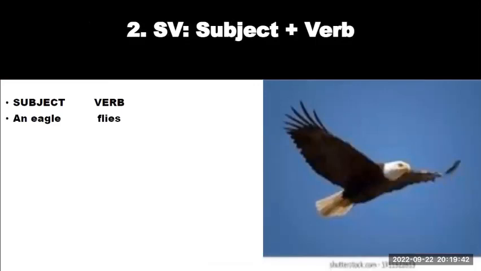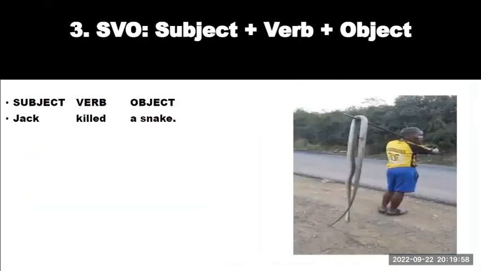Number 2, the SV structure. A sentence with the SV structure contains the subject and the verb. So we have subject plus verb. For example, an eagle flies. Now the subject is an eagle and the verb is flies. Number 3, SVO. A sentence with the SVO structure contains 3 parts: the subject plus the verb plus the object. For example, Jack killed a snake. Jack is the subject, killed is the verb, a snake is the object.